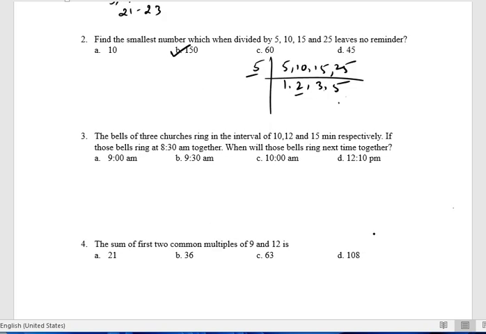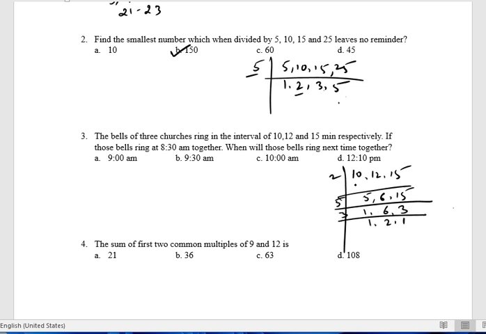The bells of 3 churches ring at intervals of 10, 12 and 15 minutes respectively. If these bells ring together at 8:30 a.m., when will these bells ring next time together? So again, what do we have to find out? We have to find the LCM of 10, 12 and 15. So you can go with 2: 2 5s are 10, 2 6s are 12, and 15. Now you can go with 5: 5 1s are 5, 5 3s are 15. Now with 3, you leave this thing, 3 2s are 6, 6 into 10 means 60 minutes.